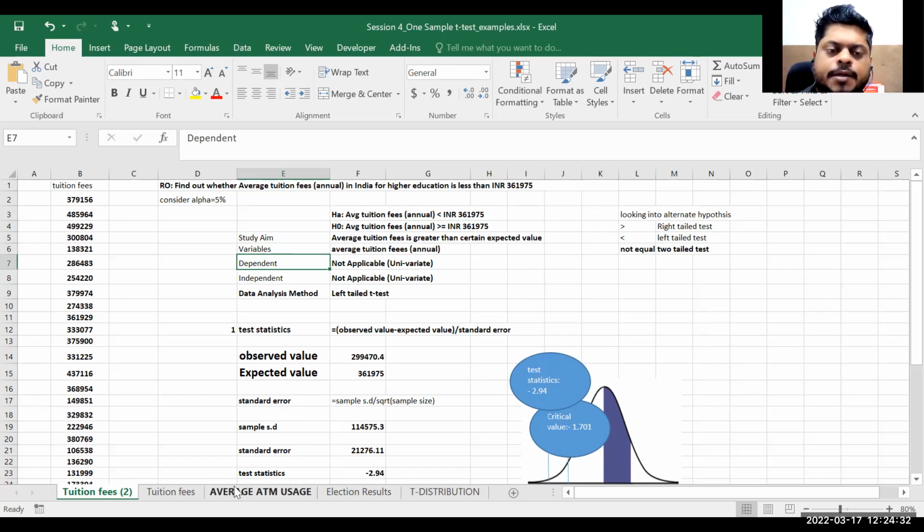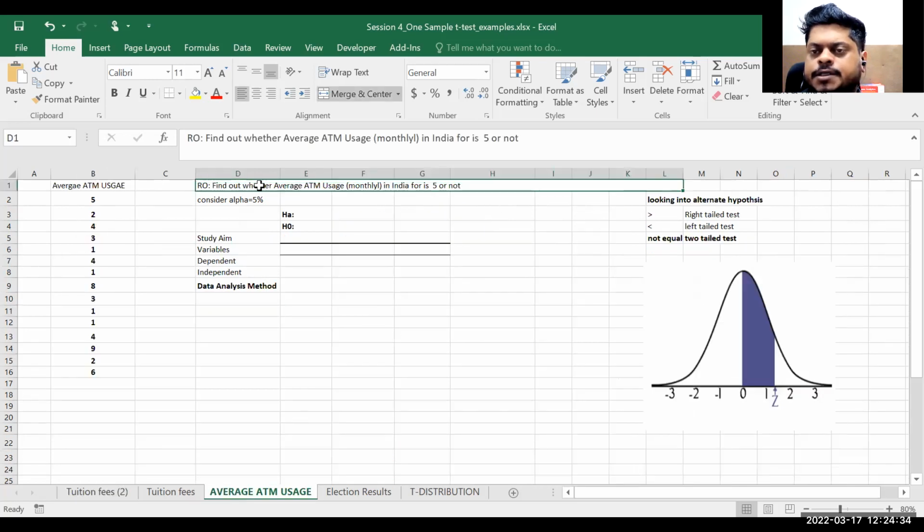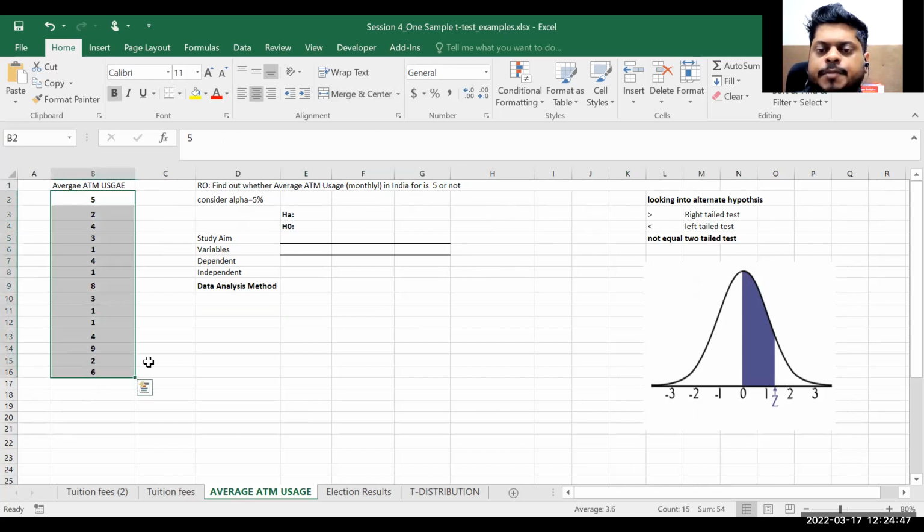So what I've done, I've given you average ATM usage. That is a two-tailed test, right? Let's say the bank wants to understand whether it is 5 or not. Average ATM usage, monthly in India, whether it is 5 or not, right? I have, I think, 15 data points. Sample size is 15. Carry out this exercise. Next class we'll spend 10-15 minutes on this. Then we'll jump into the two sample t-test, right? So this is the basis of the one sample t-test, right tail, left tail, two-tail t-test. Carry it out on your own. Still any doubt, we'll discuss that in the next class, right?